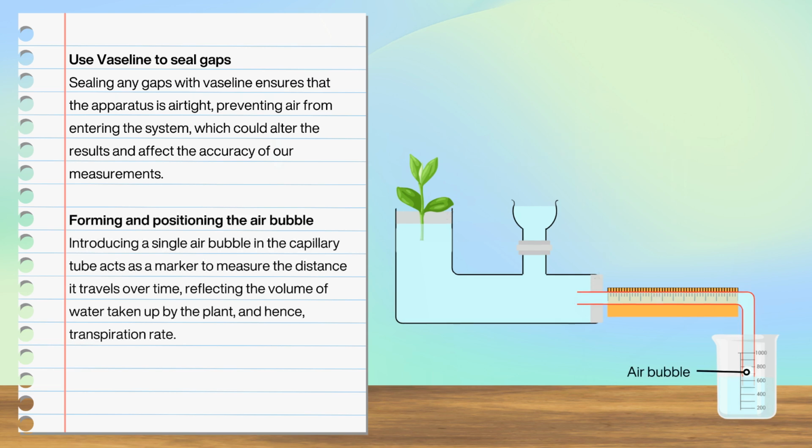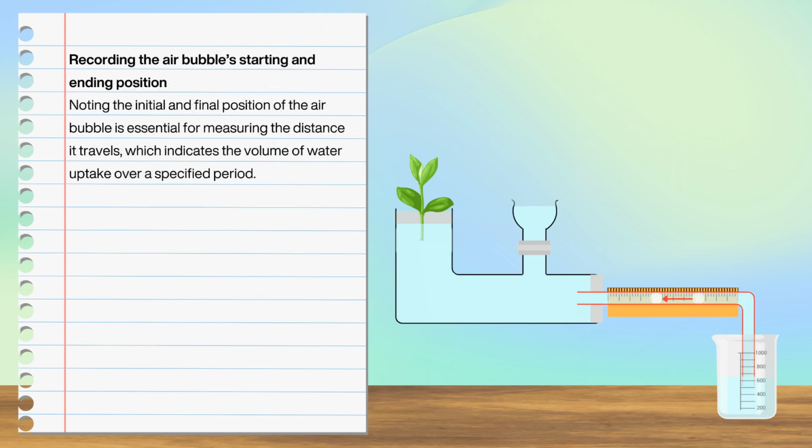Furthermore, introducing a single air bubble in the capillary tube acts as a marker to measure the distance it travels over time, reflecting the volume of water taken up by the plant, and hence, transpiration rate. We were also careful to record the air bubble's starting and ending position. Noting the initial and final position of the air bubble is essential for measuring the distance it travels, which indicates the volume of water uptake over a specified period.